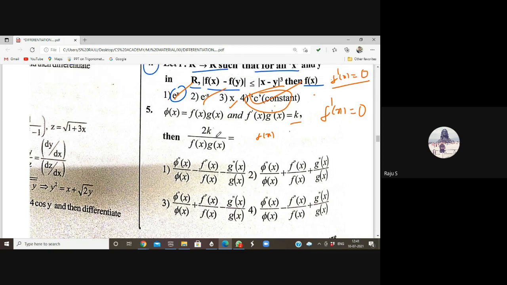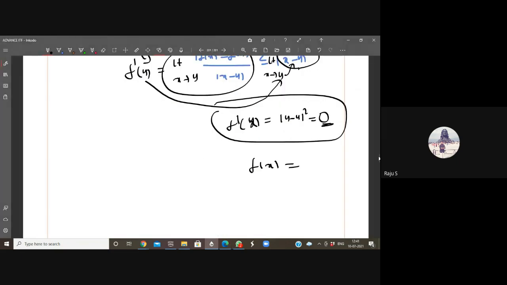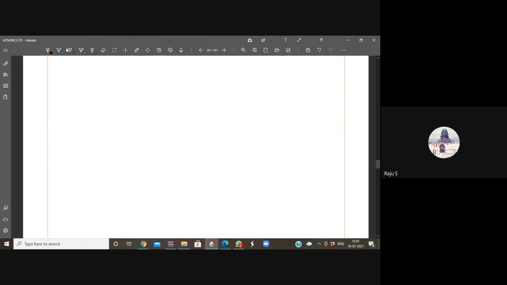We have to differentiate. So what is the function they have given? Phi of x they have given here. Clearly, phi of x value is f of x into g of x.